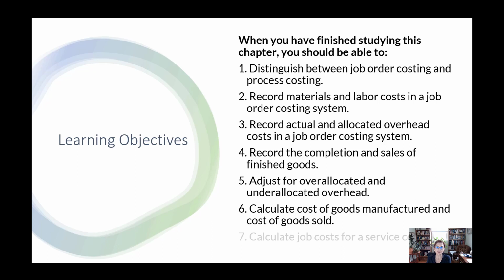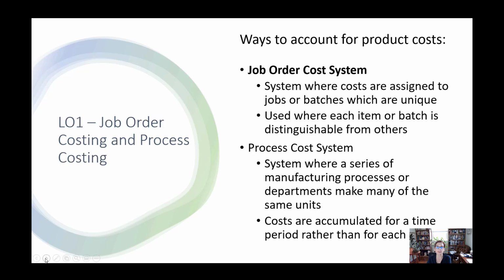And then we're going to look at recording the completion of jobs, the sales of finished goods, adjusting for over or under allocated overhead, and finally calculating cost of goods manufactured and cost of goods sold, which we have actually seen before. So those are reviews. Also in the chapter are job costs for a service company, but in order to keep this video at a reasonable length, we are going to skip that for today. Once you know how to work for a manufacturer, you'll be able to apply the same thing for service companies.